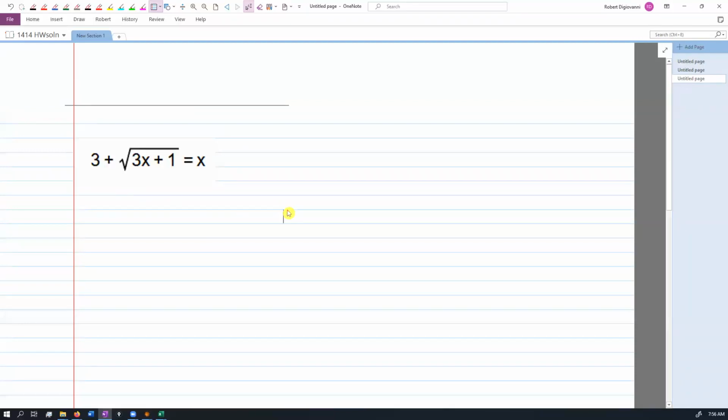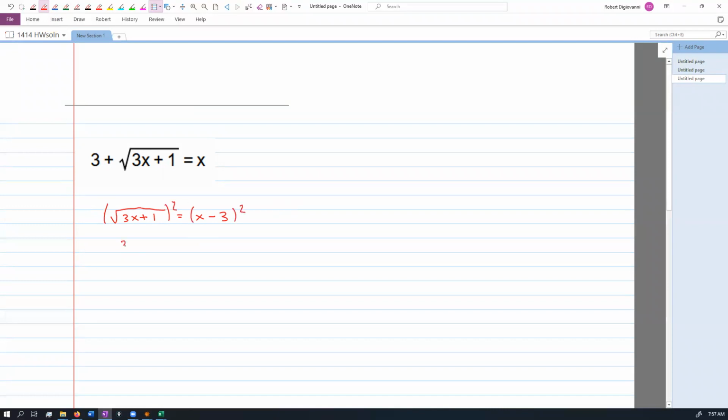All right, so isolate the radicals. So I'm going to move the 3 to the other side. When I move the 3, that means I'm going to subtract 3 on both sides, which gives me that. Now I'm going to go ahead and square both sides because I've isolated the radical.